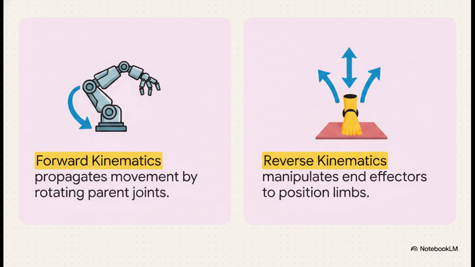But then we have reverse kinematics, or IK. This is the game changer. This is where we manipulate the end effectors, like the hands or the feet, and the system automatically calculates the necessary joint angles for the rest of the limb.